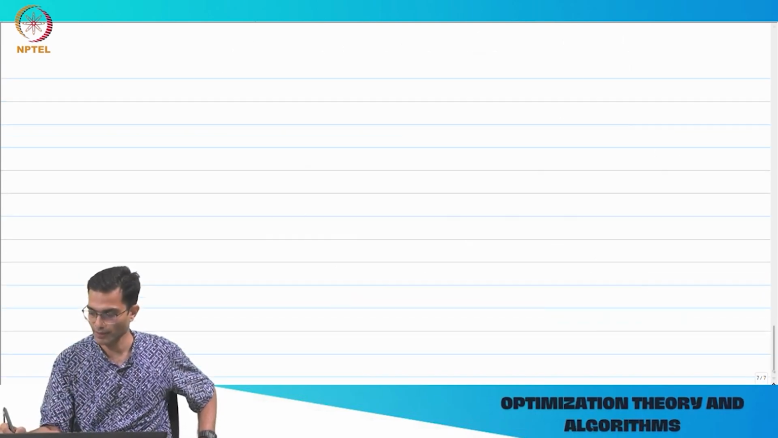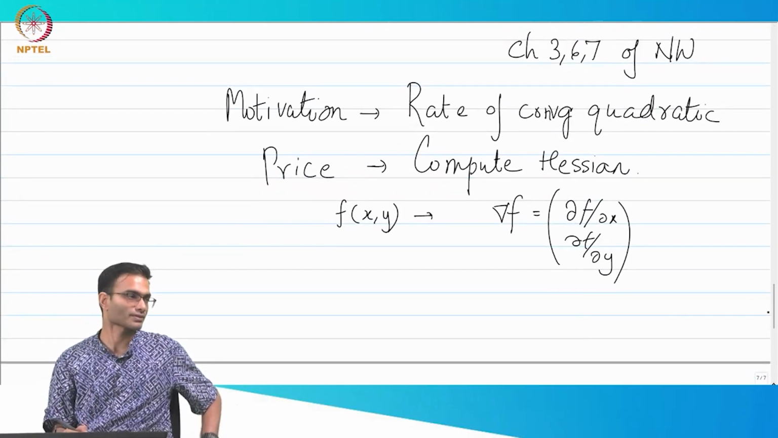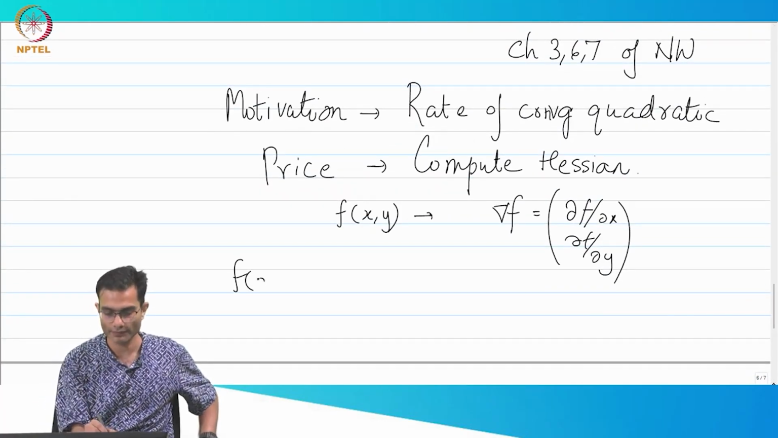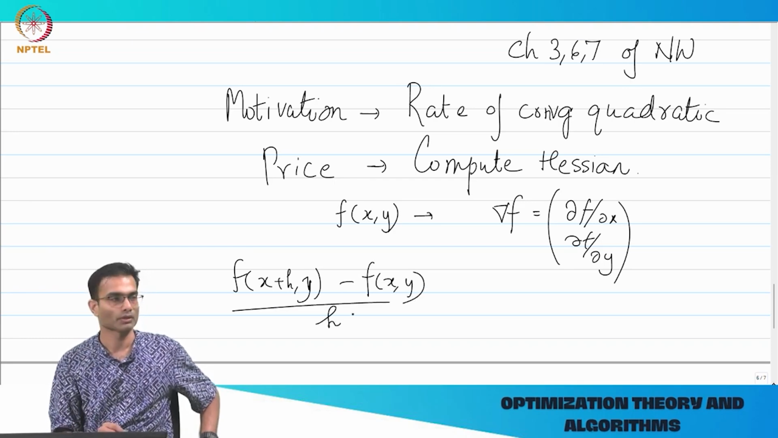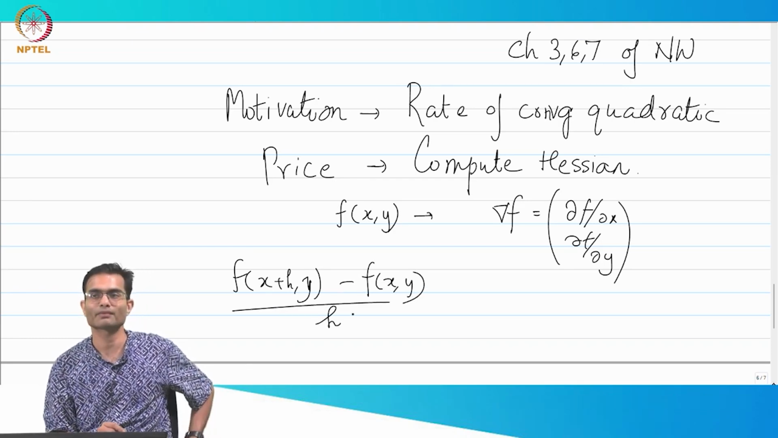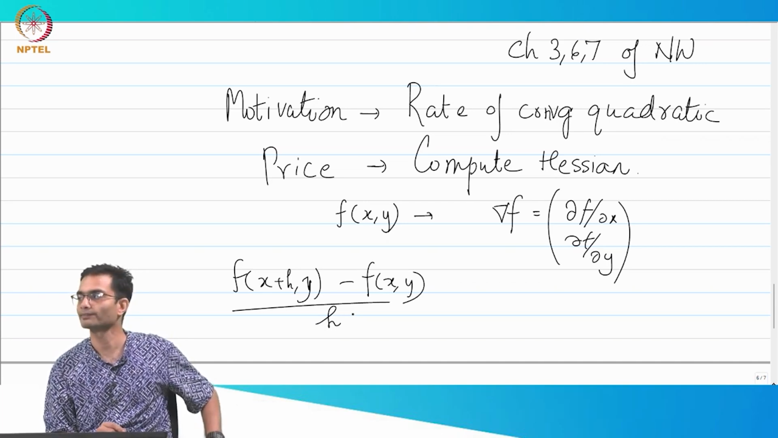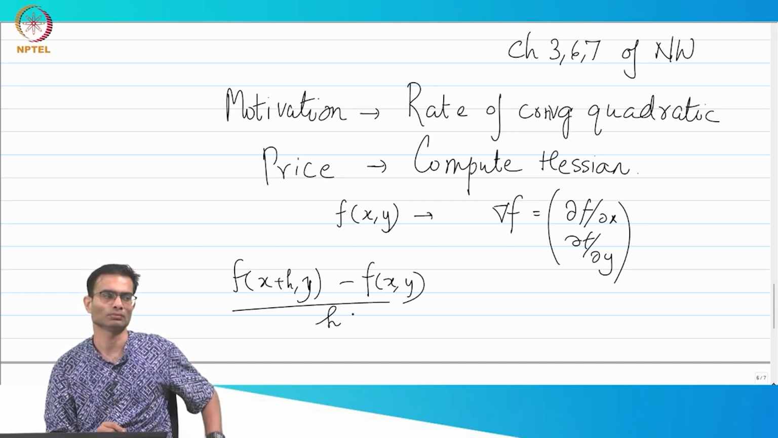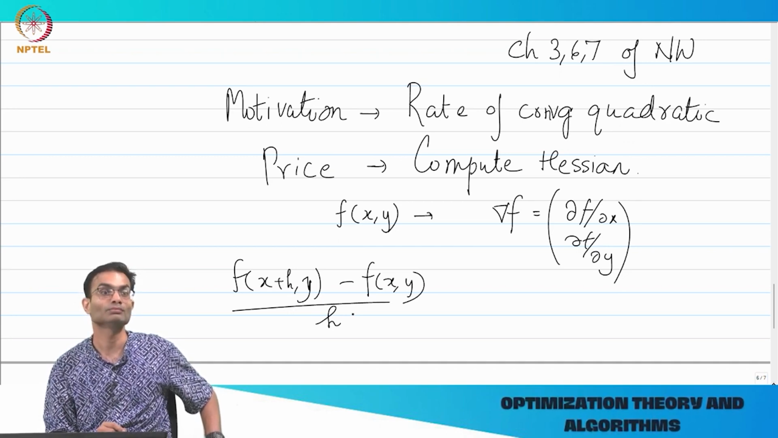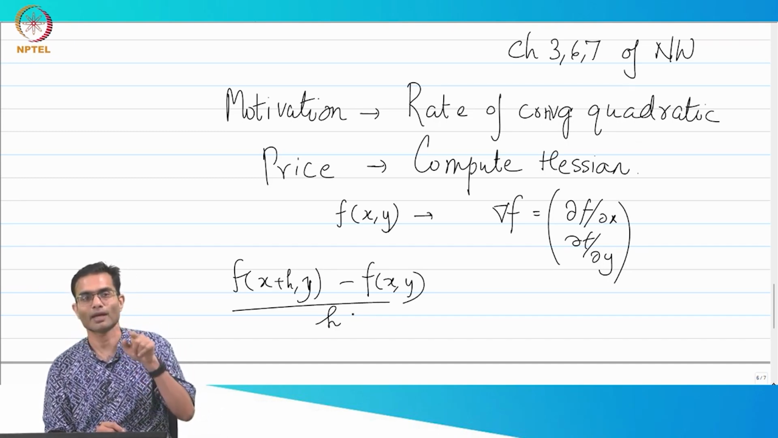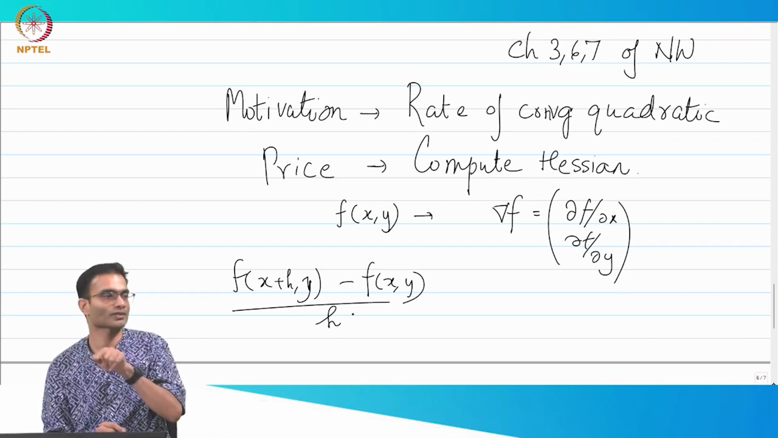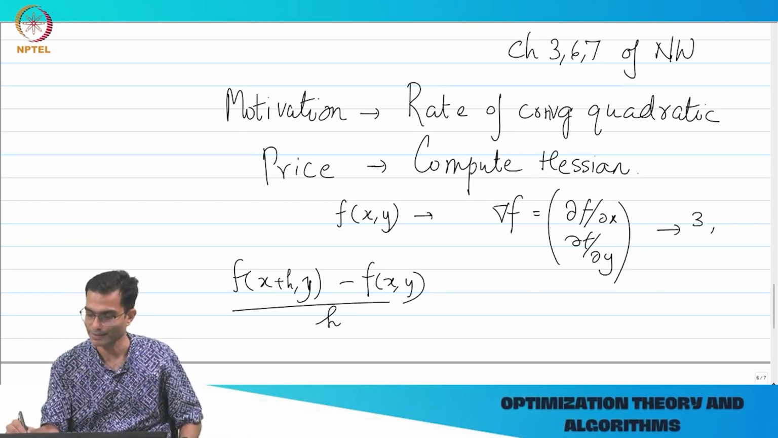Let us say I was evaluating this by finite differences. Finite difference is simply f of x plus h, y minus f of x, y, divided by h. So how many function evaluations did I need to calculate grad f? At least 3, because there is f of x plus h comma y, x comma y plus h, and f of x comma y.